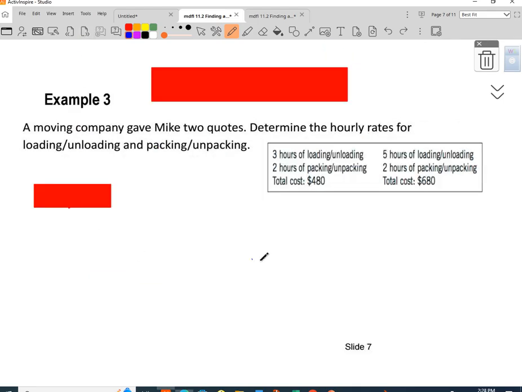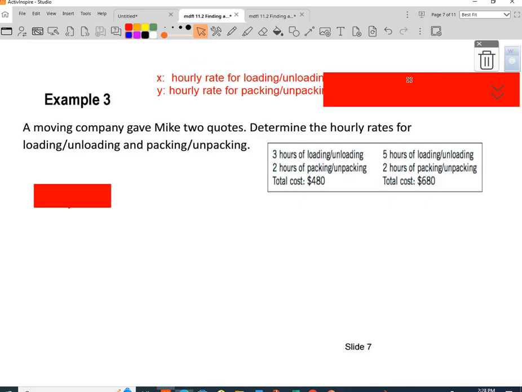All right, my moving company gave Mike 2 quotes. Determine the hourly rates for loading and unloading and packing and unpacking. So now we're writing a system of equations, which means we're writing 2 equations. We're going to use X to represent the hourly rate for loading and unloading, and Y to represent the hourly rate for packing and unpacking.